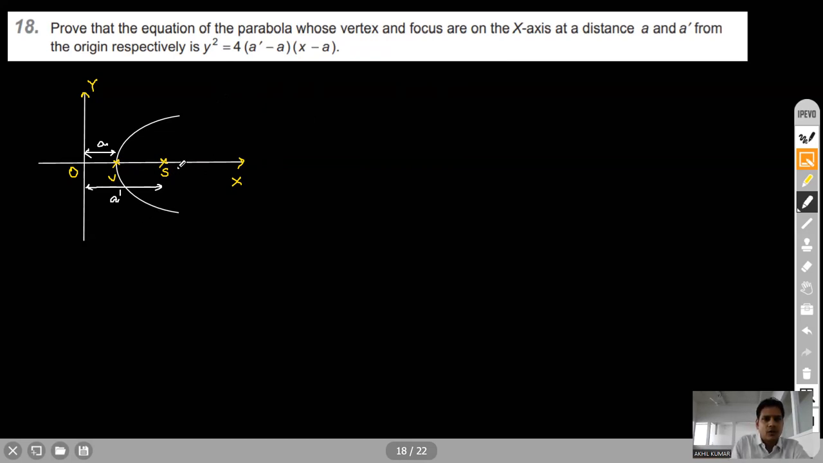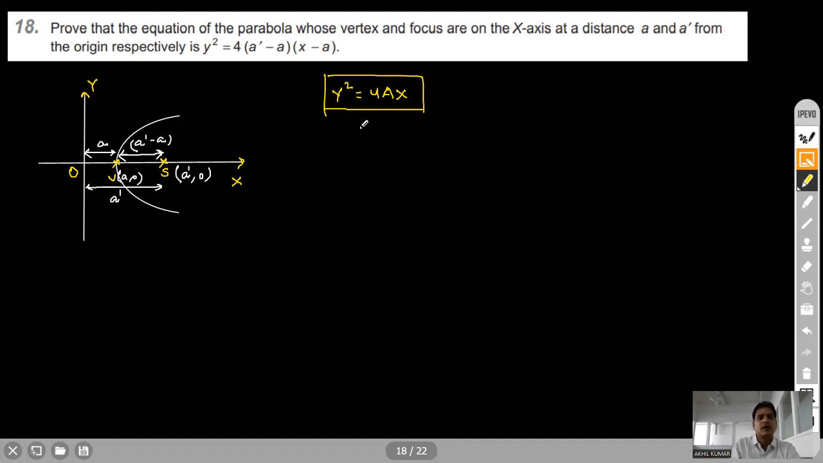So basically, what will be the coordinates of this S? Coordinates of S will be basically A dash comma 0. And the coordinate of this V will be A comma 0, right? And what will be this distance VS? This VS will be nothing but A dash minus A. So any parabola whose axis is parallel to x-axis, how do we write that equation? We used to write it as y square is equal to 4ax. This is the standard parabola whose axis is parallel to x-axis and whose vertex is at origin or 0, 0.